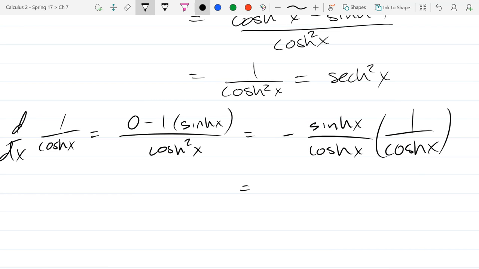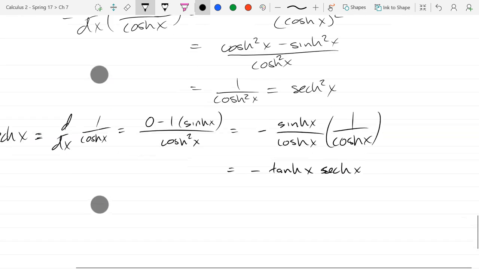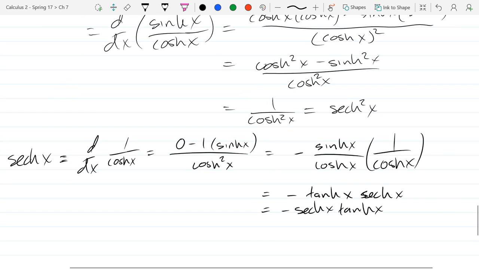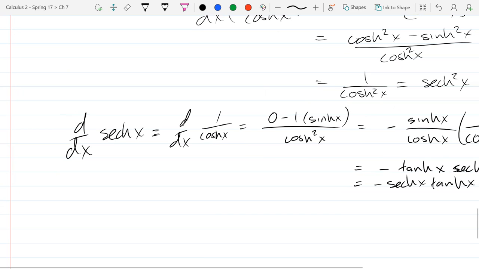First up, sinh over cosh hyperbolic is regular tangent hyperbolic. And 1 over cosh is secant. So we got negative tangent secant, or we'll write in the other order, negative secant tangent, because I think that's the way your other derivative is written, right? Secants before tangents. So that's hyperbolic secant, then cosecant.